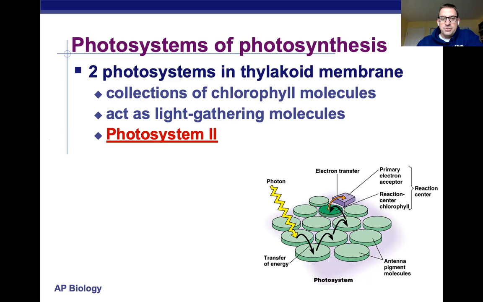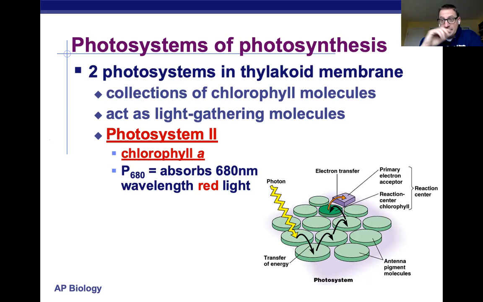There are two photosystems. There's photosystem 2, which has at its center a chlorophyll A molecule, a special chlorophyll A molecule called the reaction center chlorophyll, that absorbs the wavelength of light of 680 nanometers, which is a red wavelength of light, the best. And because of that, photosystem 2 is also sometimes referred to as P680.